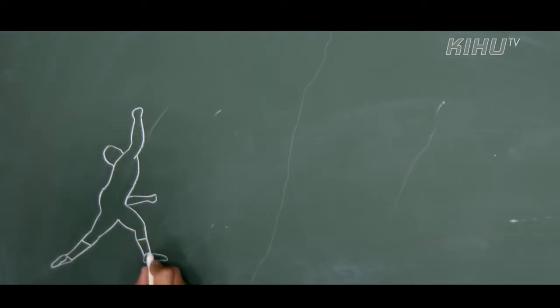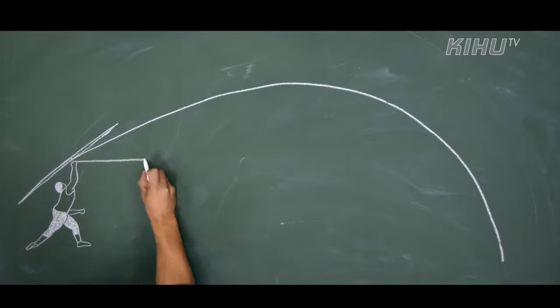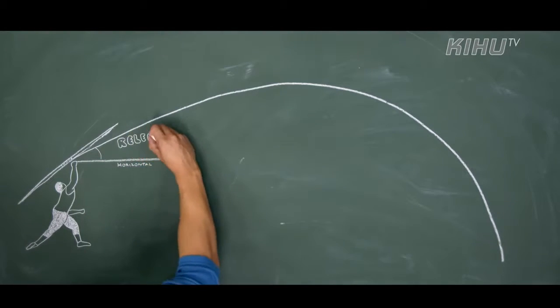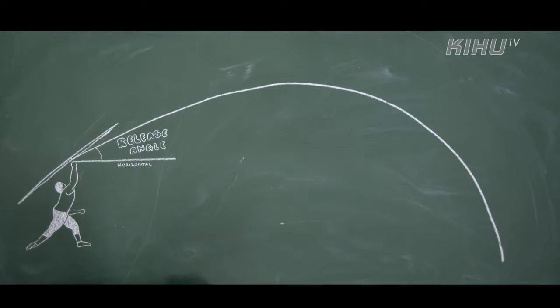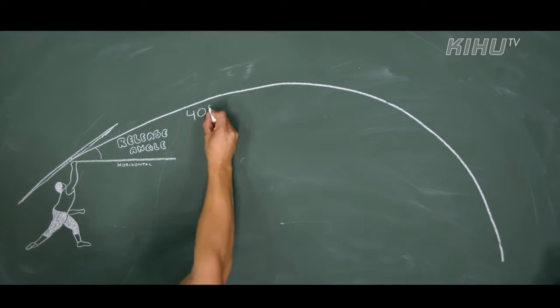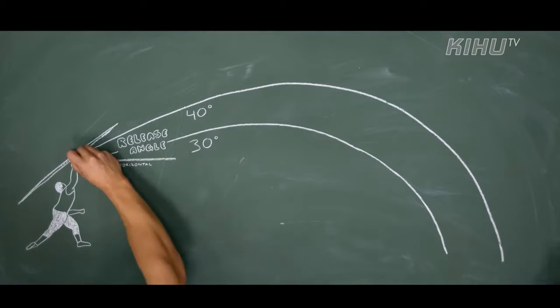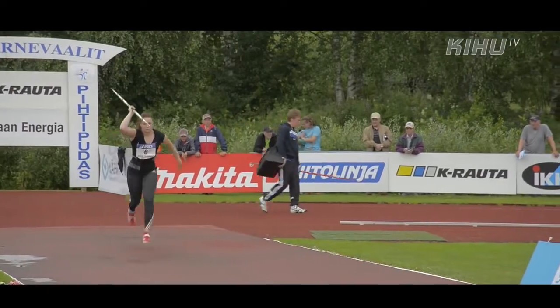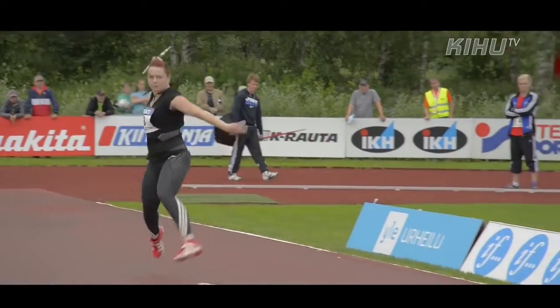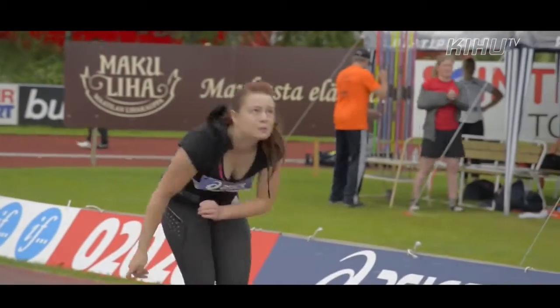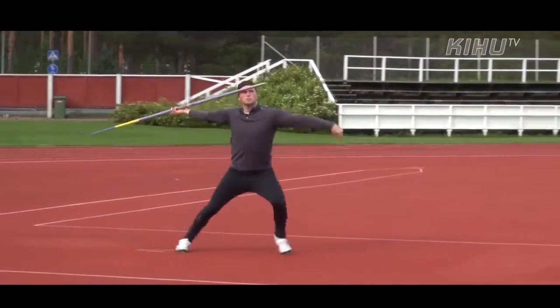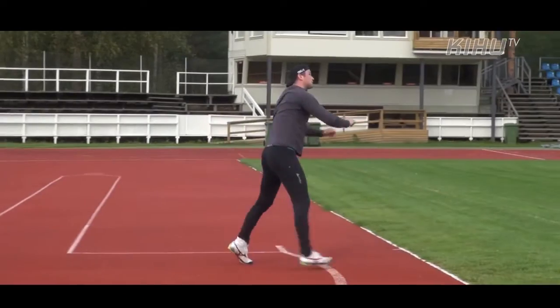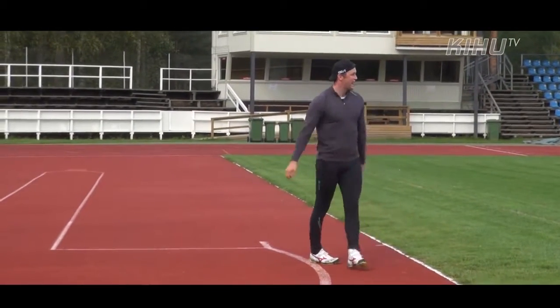Javelin release angle means the flying path of the center of mass of the javelin at the moment of javelin release. In theory, the optimal release angle for javelin is about 40 degrees. So 30 degrees is too small an angle and 50 degrees is way too much. But for the thrower, it's usually easier to produce higher release speeds when the release angle is smaller. That's why, in practice, the optimal release angle is from 35 to 40 degrees.